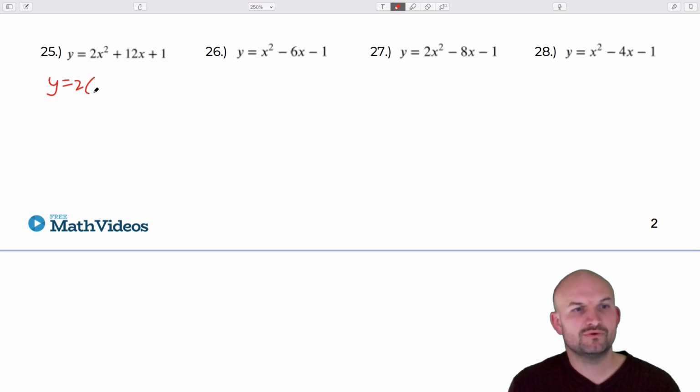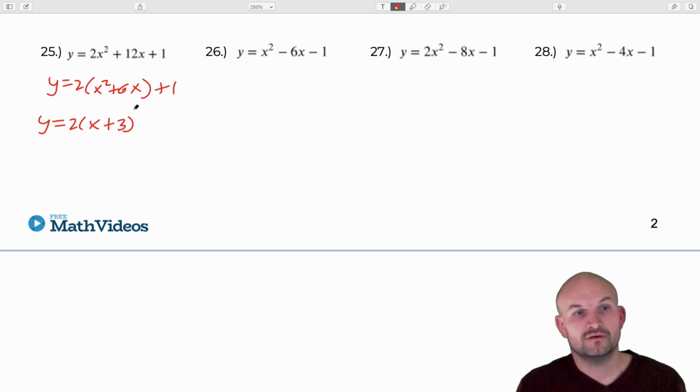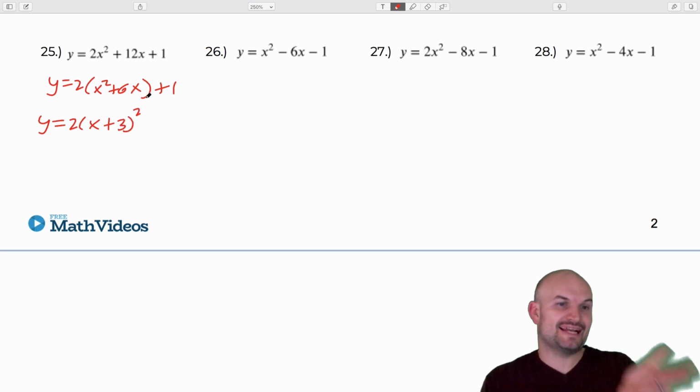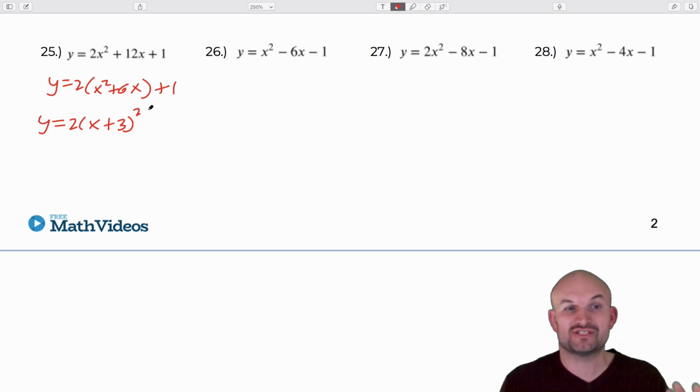So y equals 2 times x squared plus 6x plus 1. So therefore, this is going to give me y equals 2 times x plus 3, quantity squared. So if I had to add a 9, that means I'm going to subtract a 9. So it would have been a negative 9 times 2, which is a negative 18, plus 1 would give me a negative 17.